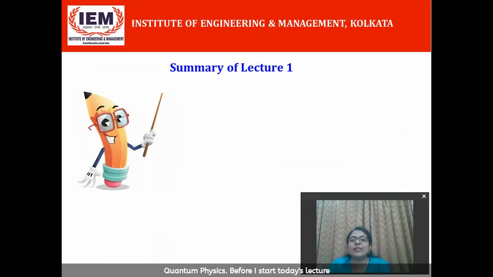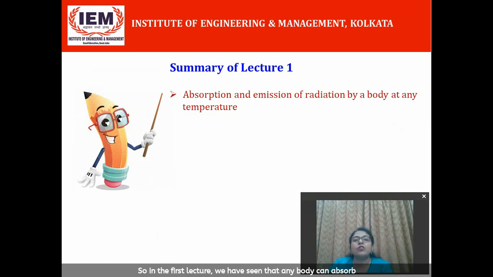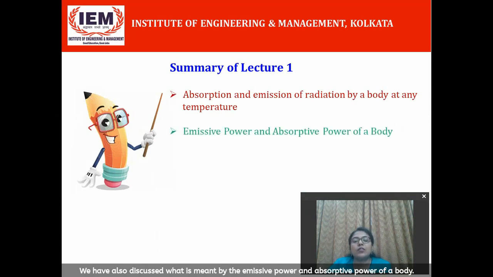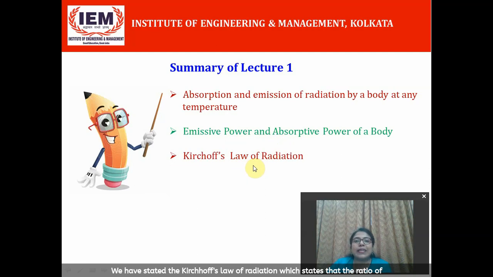Before I start today's lecture, let us summarize what we have done in the first lecture. In the first lecture, we have seen that any body can absorb as well as emit radiation at any temperature. We have also discussed what is meant by the emissive power and absorptive power of a body. We have stated Kirchhoff's law of radiation, which states that the ratio of the emissive power to the absorptive power is a constant, and that shows that a good emitter is a good absorber.